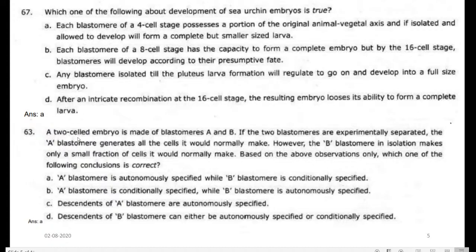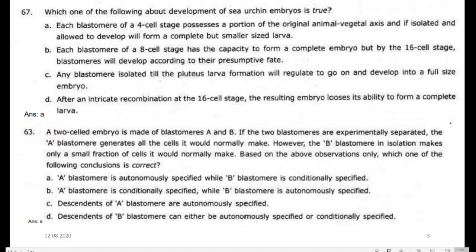First, a two-cell embryo is developed into two blastomeres, blastomere A and blastomere B. If the two blastomeres are experimentally separated, blastomere A generates all the cells it would normally make, but blastomere B, separately isolated, makes only a small fraction. This small fraction of cells is not able to produce the larger one, producing only a smaller fraction of cells than normal.